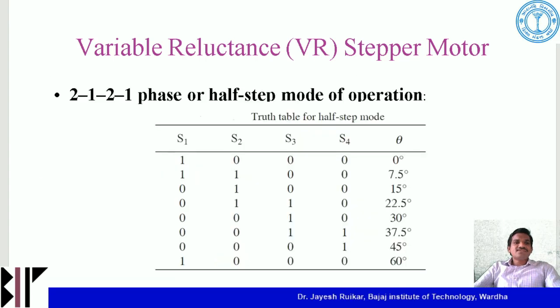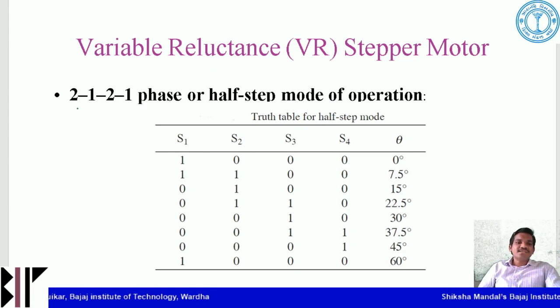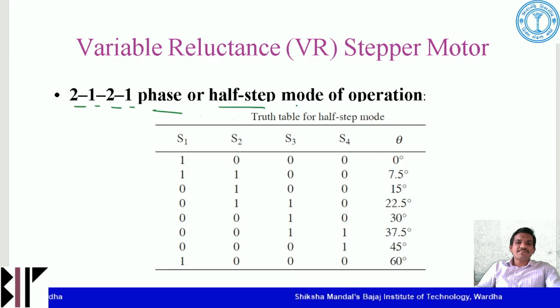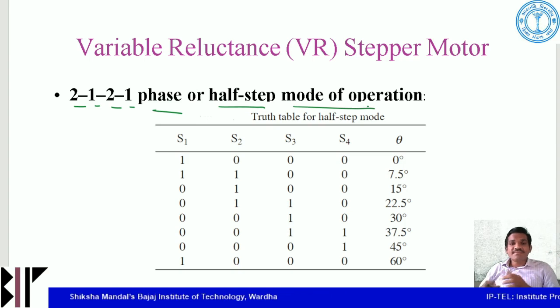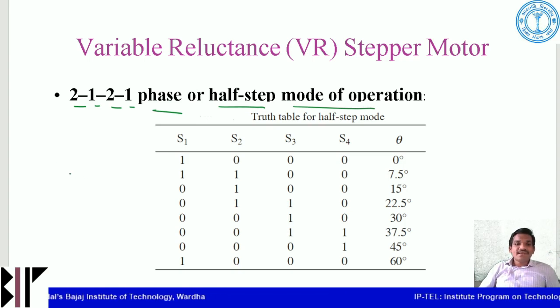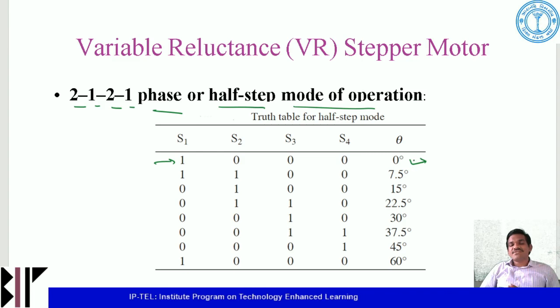So next is another type of excitation. There are various other types of excitation also. One I will explain to you now, that is the 2-1-2-1 phase mode, or you can say the half step mode of operation. The circuit diagram and switching diagram are the same. What happens in this? In the initial condition, one switch is on, that is S1, so your stepper motor will be in a stable condition, or you can say at 0 degrees.